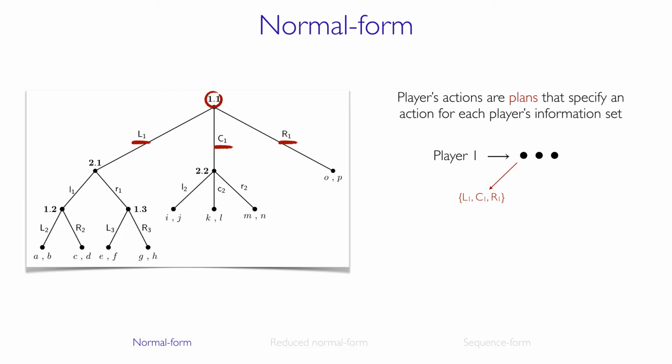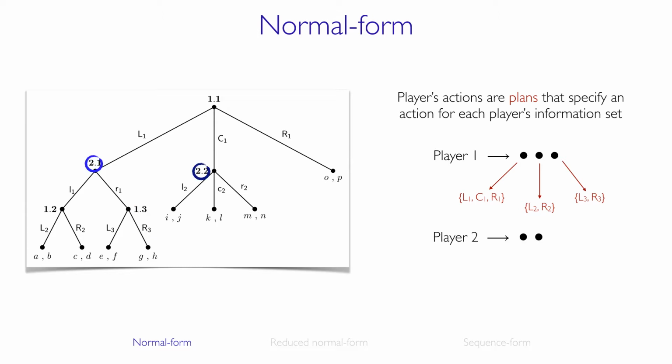Specifically, the first element corresponds to information set 1.1, and it can be one among actions L1, C1, and R1. Similarly, the second element corresponds to information set 1.2, and it can be either action L2 or action R2. Finally, the third element is associated with information set 1.3, and it can be either action L3 or action R3.